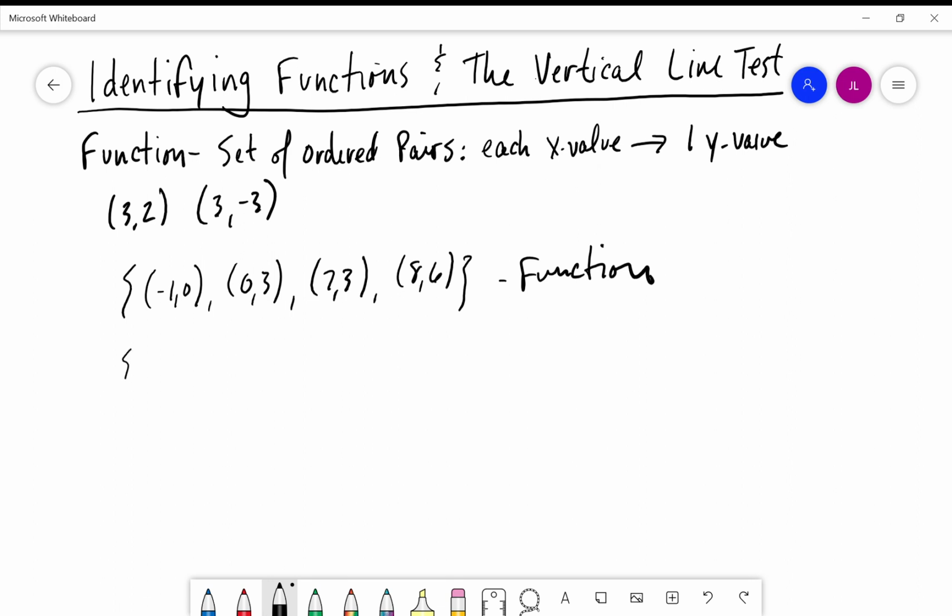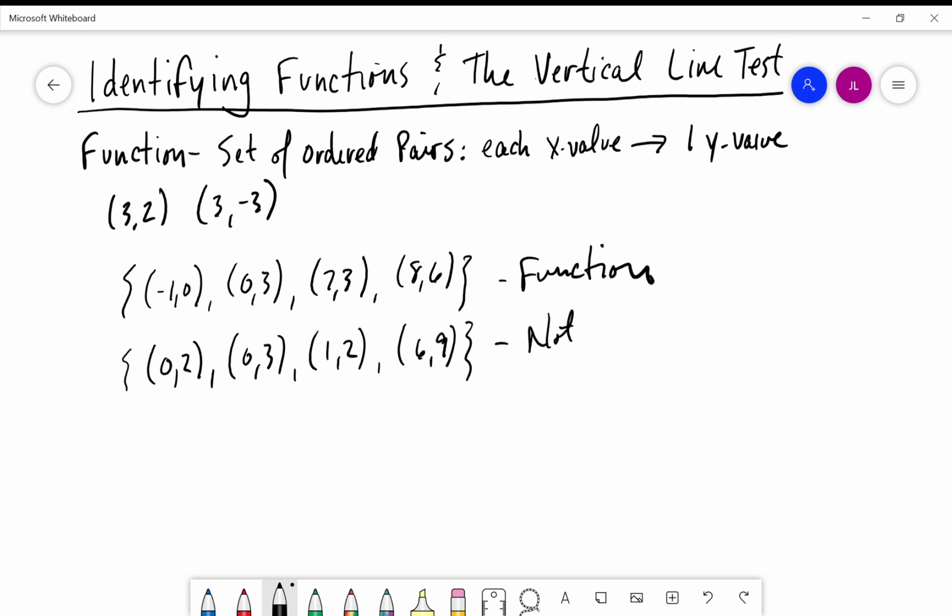Now, on the other hand, if we look at something that has maybe (0, 2), (0, 3), (1, 2), and (6, 9), is this a function or no? This is not a function. Because if we put 0 in, and here we have x and y, we're saying that if we have an x value of 0, we can get either 2 or 3. And we know that's not true. What we have as an input, we have to get a certain output.